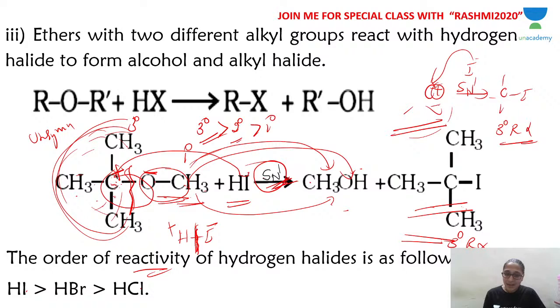Because of the bulkiness of the I minus ion and the small H plus, the overlapping is not great. Since overlapping does not take place effectively between the smaller proton and the bulkier iodide ion, the bond dissociation enthalpy is very, very less. Because the bond dissociation enthalpy, that is the energy to break this bond, is less, H plus ion and I minus ion are easily released. That is why hydrogen iodide is more reactive.